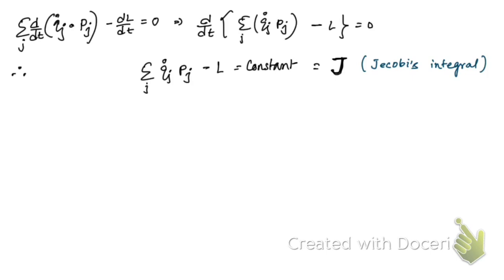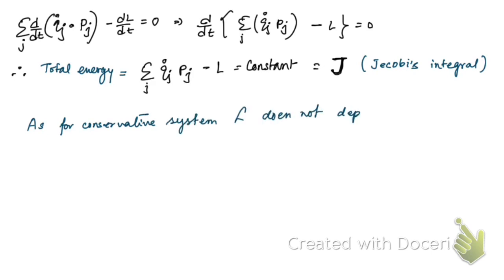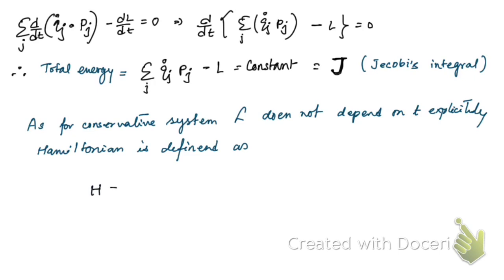So now this is nothing but total energy. This part represents nothing but total energy. Okay, so now as for a conservative system, L doesn't depend on time explicitly. If so, then this Hamiltonian is defined as this. That means if L doesn't depend on t, then this is nothing but the Hamiltonian. And here we have this is equal to constant, so we can write constant here.